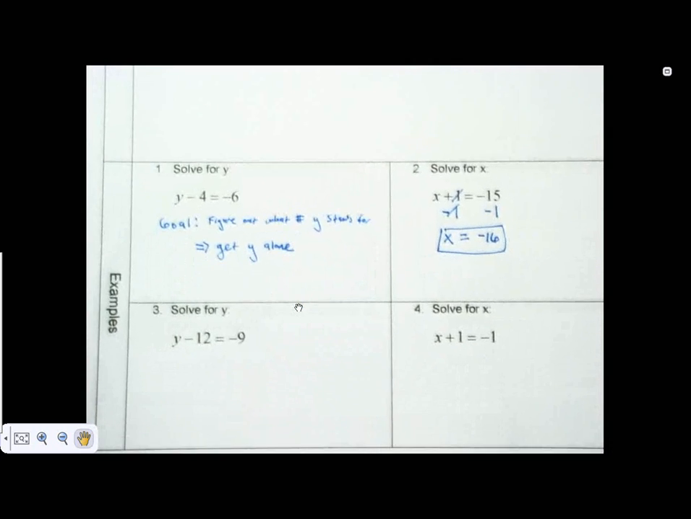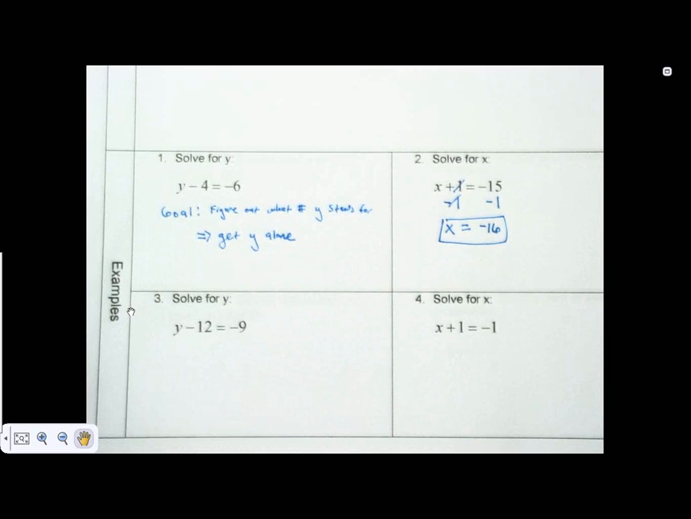Okay, I want you to try numbers 3 and 4. Pause the video and then restart after you've given them both a try.